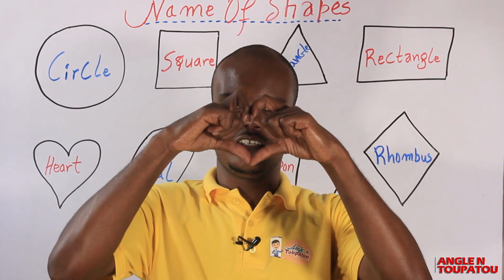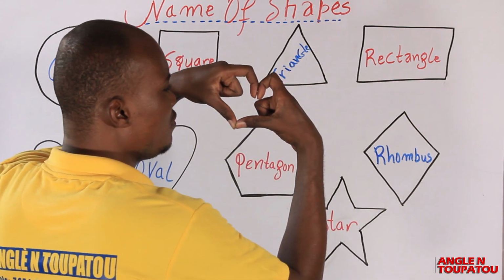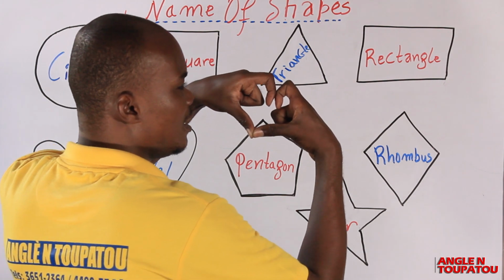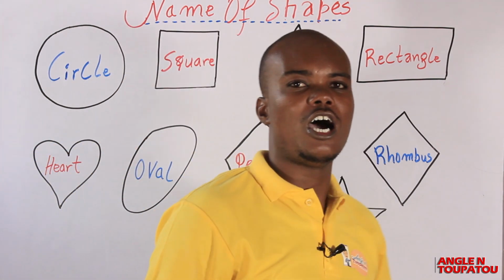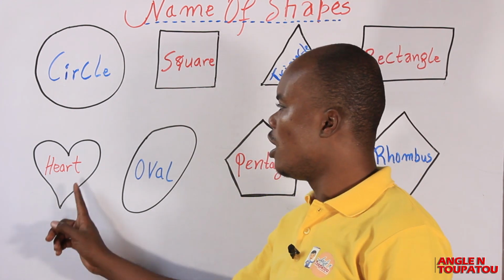Good. This is a heart. I show it to you. Heart. You pronounce it comme heart.